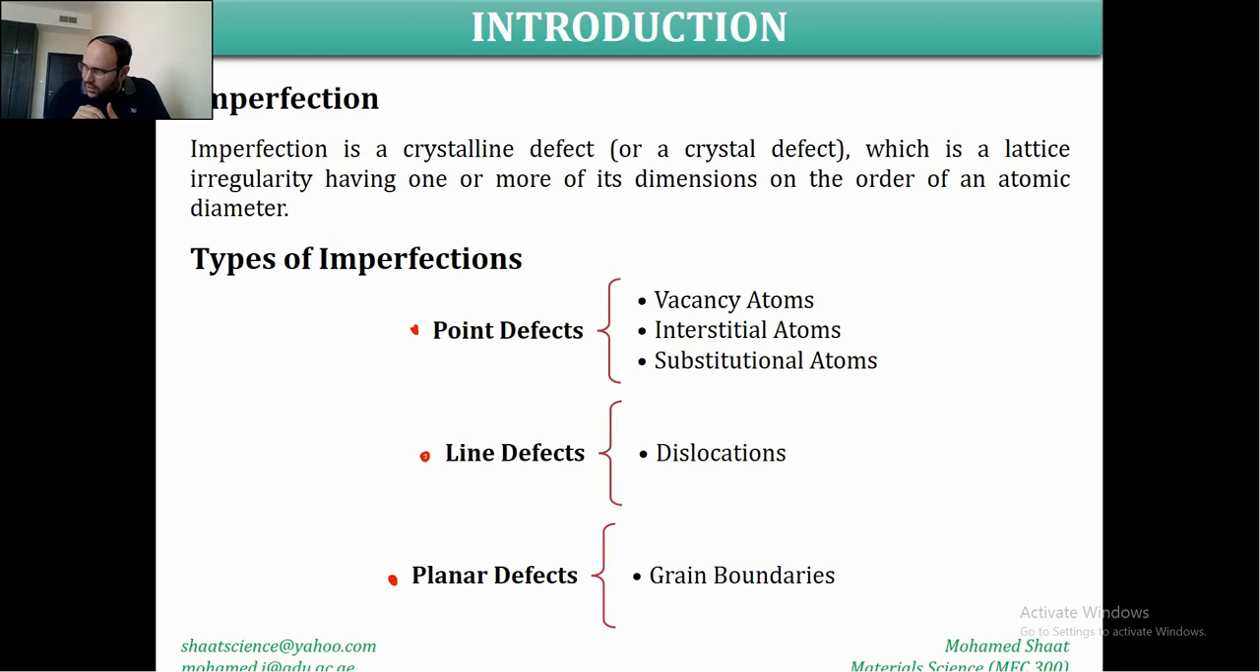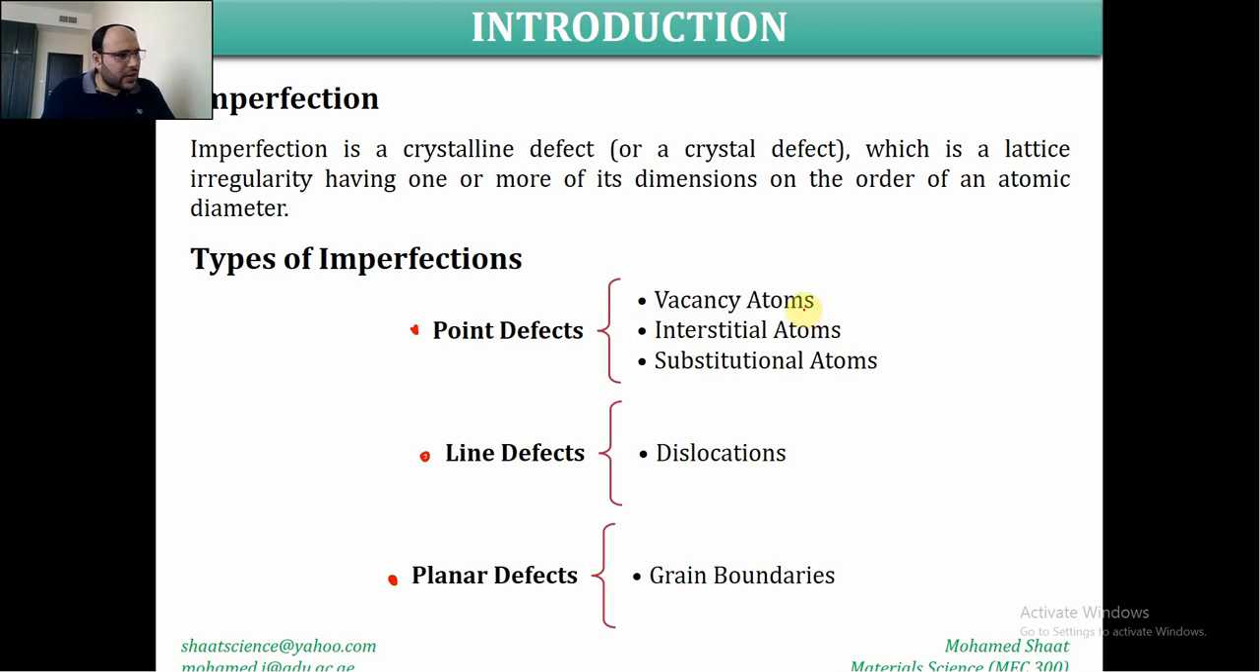So it is a defect, but it is related to one atom which is not there. So it is counted as a point defect. It means that this point that referred to this atom has been removed. We may have some atoms that would be removed entirely from the crystal structure, so this would result in vacancy atoms. The vacancy atoms, this is one of the defects.